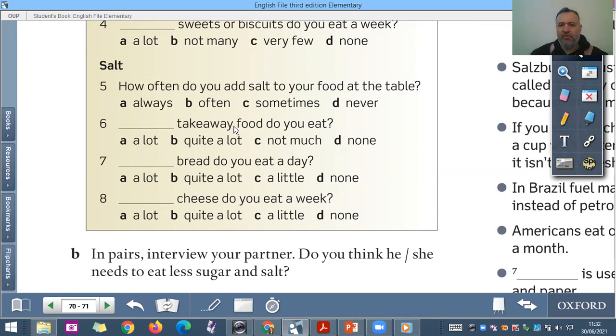Can you count takeaway food? Can you count bread? Do you count bread or the slices of bread? So what do you say? How much bread or how many bread? That's right, how much bread? Now complete the exercise and answer your own questions, I mean, in your own way.